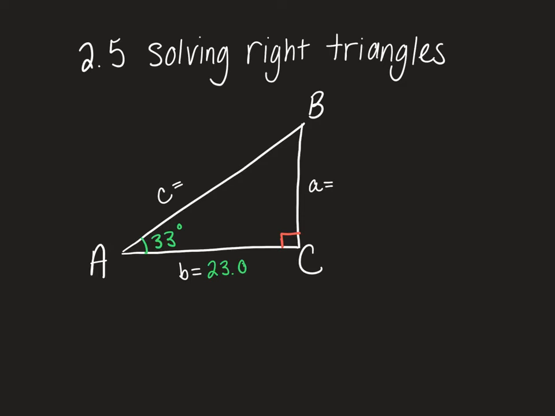Okay, so looking at this example, we have angle A is equal to 33. We know that side B is equal to 23, and we know that we have a right triangle. So we are going to use what we know to solve for the other parts of our triangle. The first thing I would do is, since we have two of the three angles of the triangle, use subtraction to find our third angle. We know that the two other angles in a right triangle add up to 90 degrees. So we can do 90 minus 33 to solve for angle B. So angle B is going to be equal to 57.